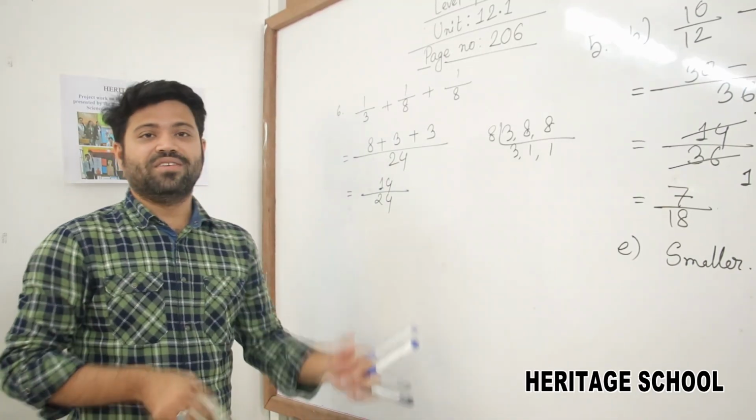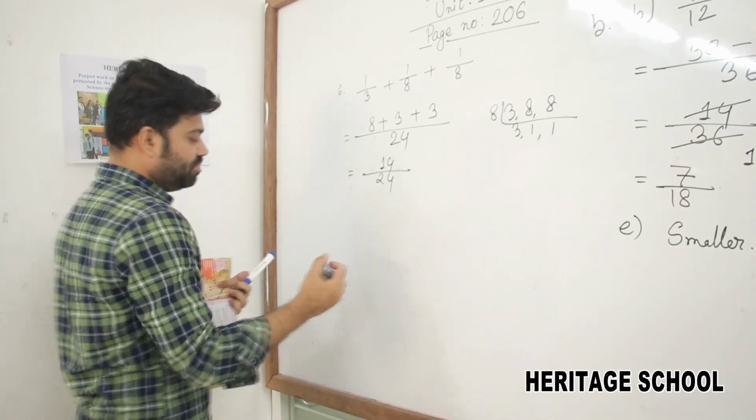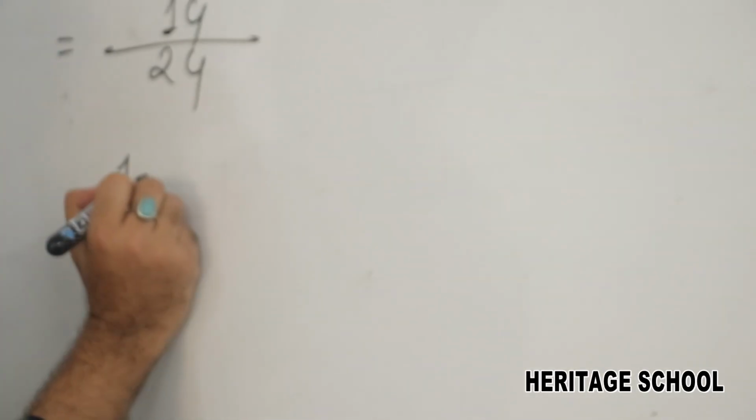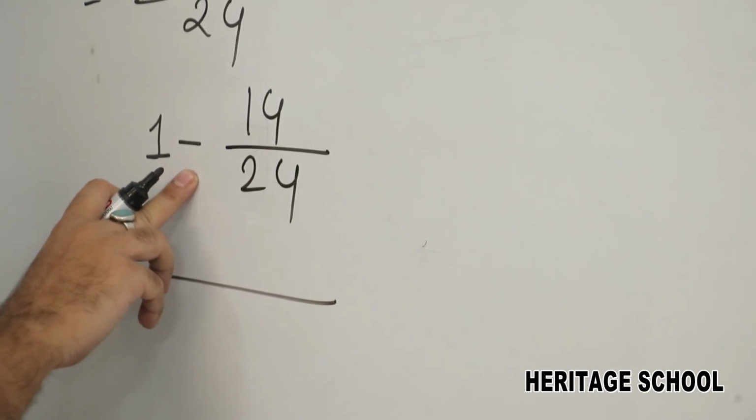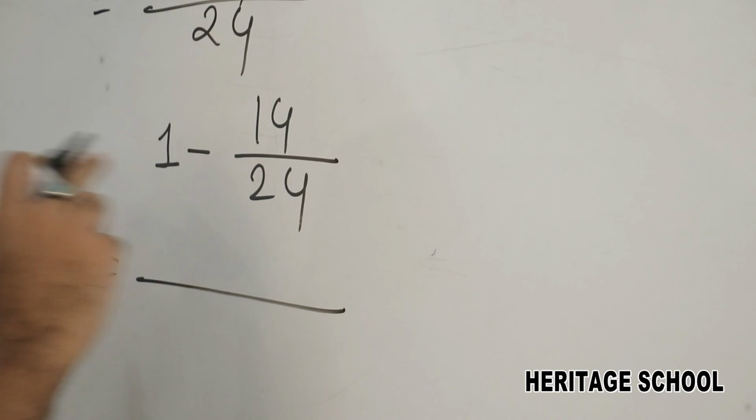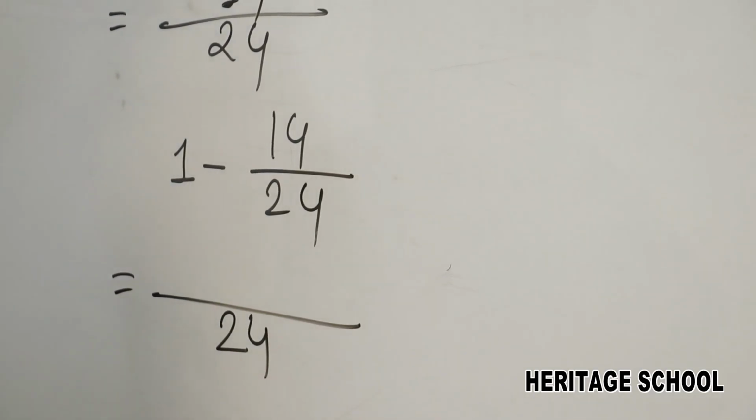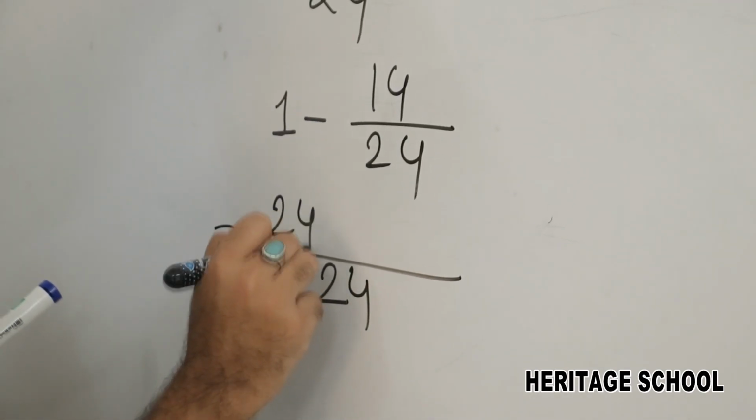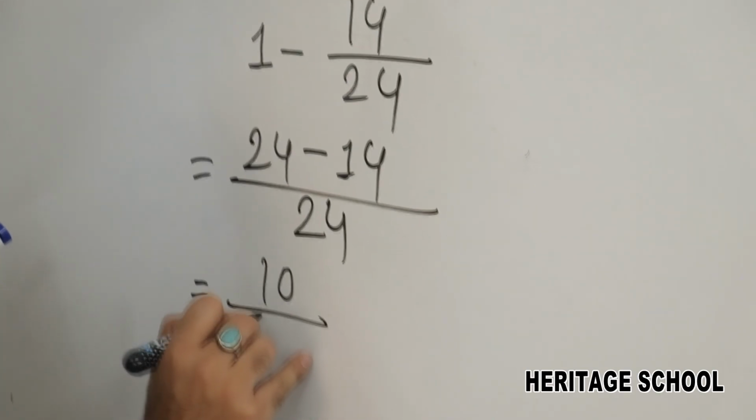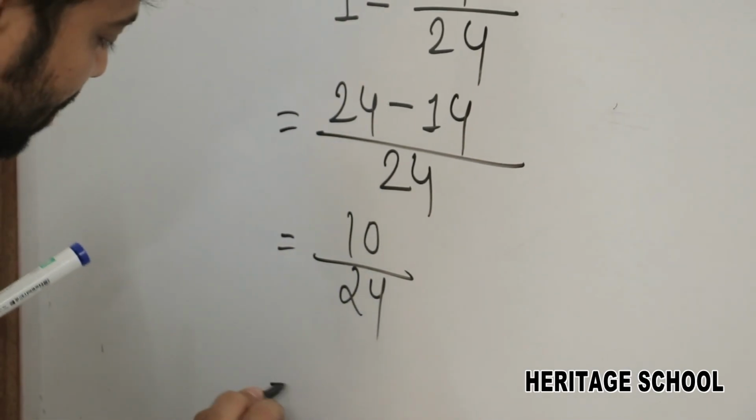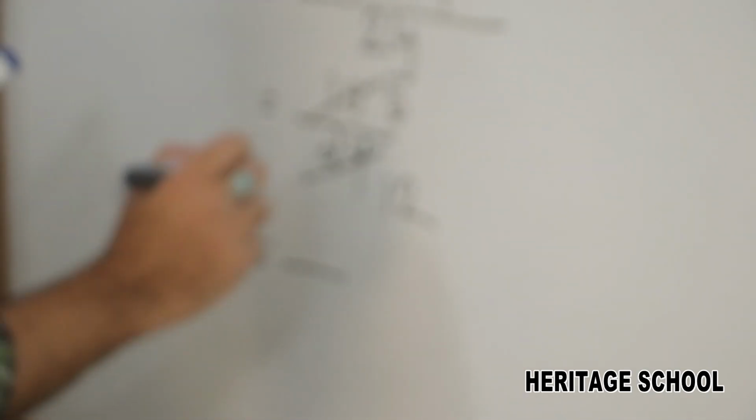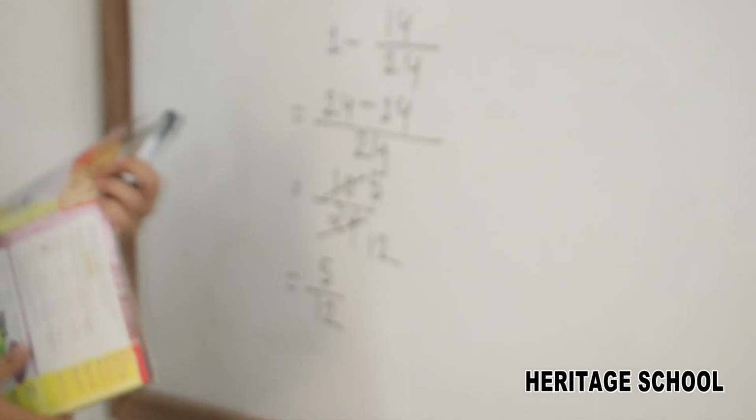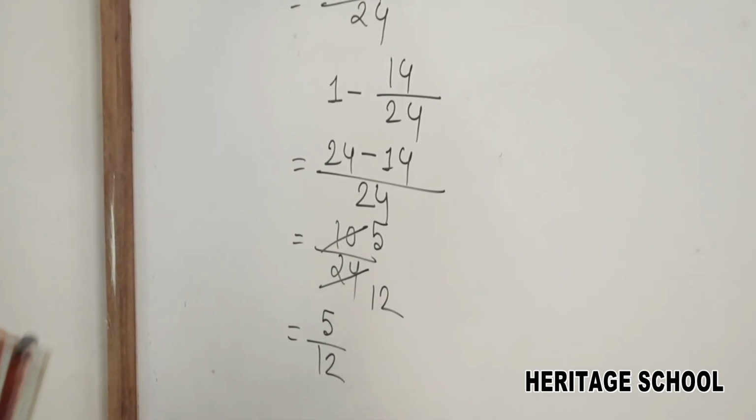So what fraction has he given to his sister? Let's find out. The whole is 1. If I subtract this fraction from 1, what is the LCM? There is no denominator in the first number, so we take the denominator of the second fraction, which is 24. The LCM should be 24. 1 times 24 is 24, 24 minus 14 gives 10 by 24. We can divide both numbers by 2 to convert to the simplest form. The answer is 5 by 12. So the fraction he has given to his sister is 5 by 12. Here is the question number 6 answer.